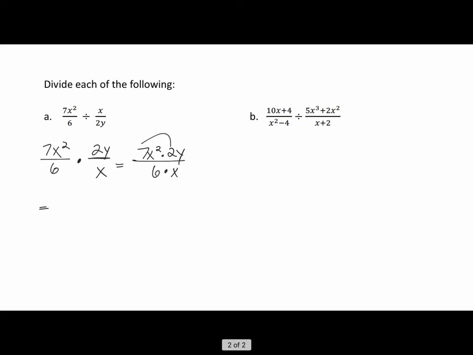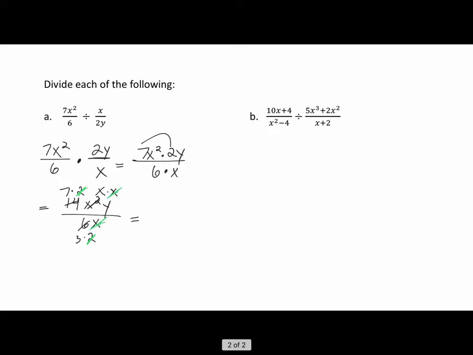So 7 times 2 gets us a coefficient of 14x squared y for the numerator and 6x. So then let's see if we can divide any factors here. I'm going to look at these prime factors because I can divide a factor of 2 from the numerator and denominator. And a factor of x, if I want to write this as x times x to make that easier to see, I can divide a factor of x as well.